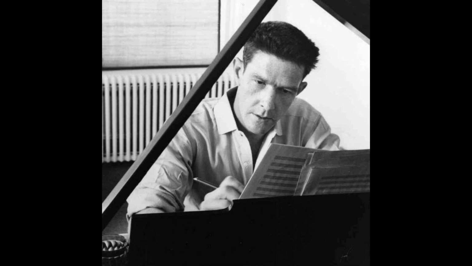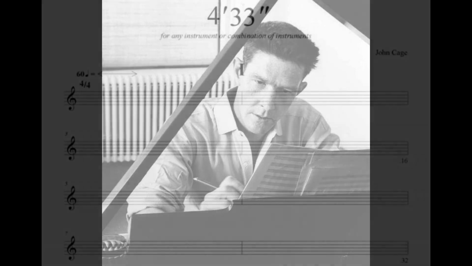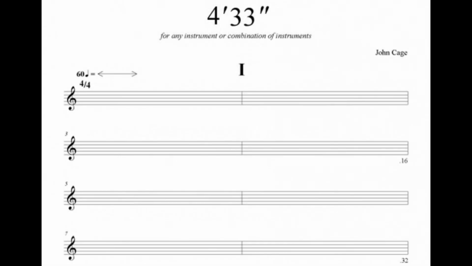So Cage began applying the ideas of Zen within his music, making the audience active participants instead of passive listeners. He said he was trying to wake people up to the very life that they were living. In 1952, he created a work he is most well known for.